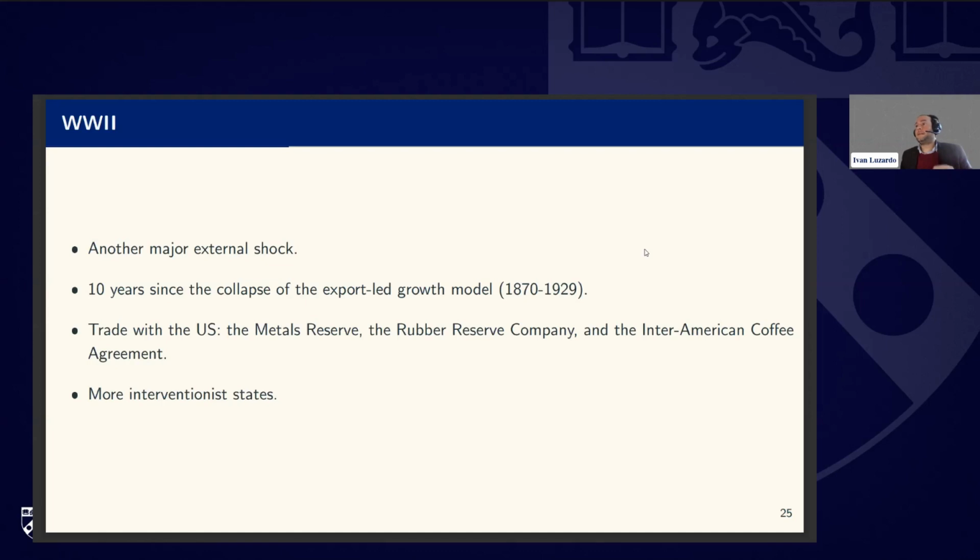What we'll see is that, for instance, the trade with the US will be more negotiated, more managed. That will be the case of these companies that were very important in the mobilization for World War II. Basically, the US established the metal reserve, the rubber reserve that I mentioned before, and the Inter-American Coffee Agreement. And in a more general way, what we will see during World War II is that governments moved into a higher level of protectionism and interventionism. So we will see an increase in the government level of interventionism.